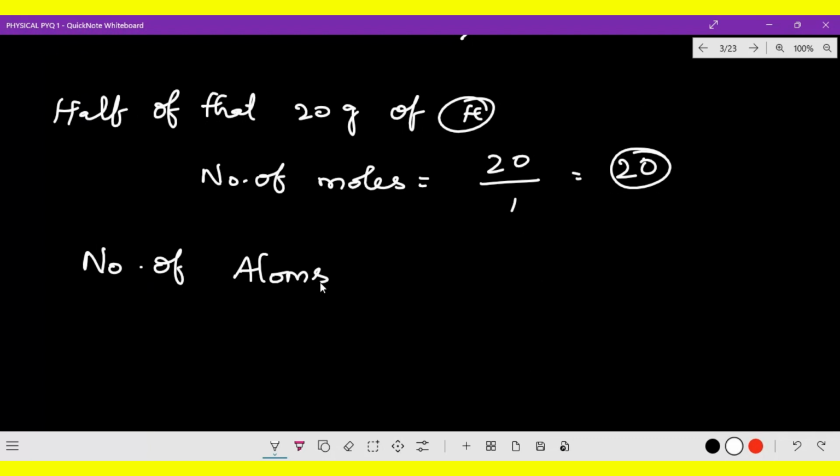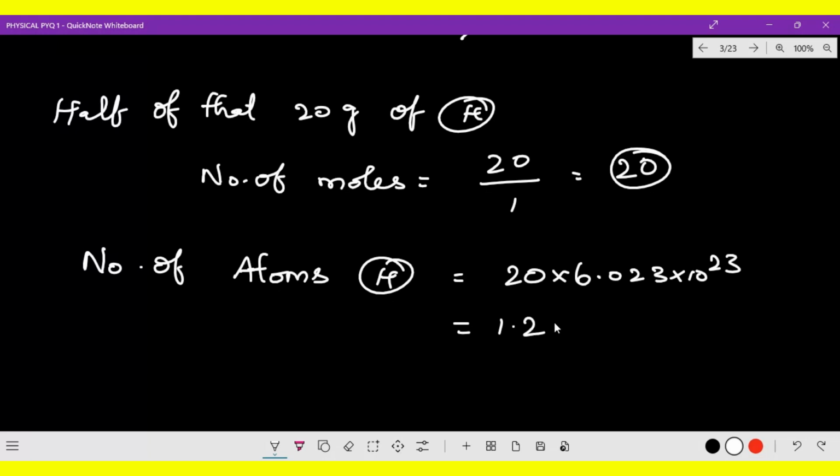Number of atoms of what? Hydrogen only, right? So hydrogen here, what is it? 20 into 6.023 into 10 to the power of 23. So how much will you get? Around 6 into 2, 6 twos are 12. So that means here how much will you get? 12 you will get, no?